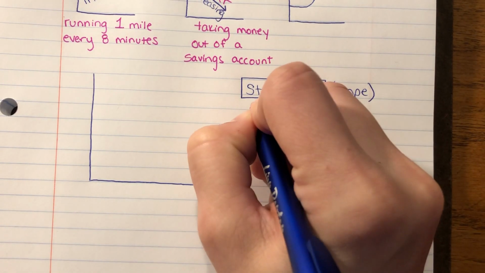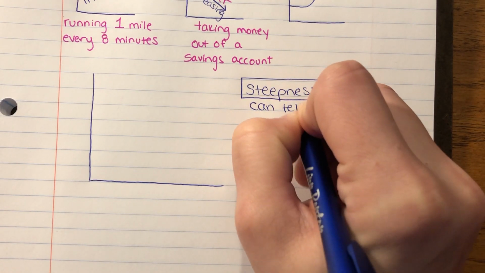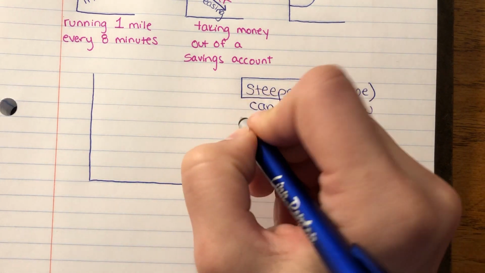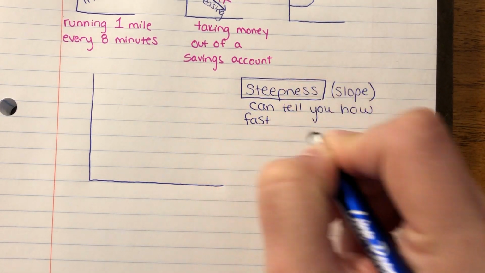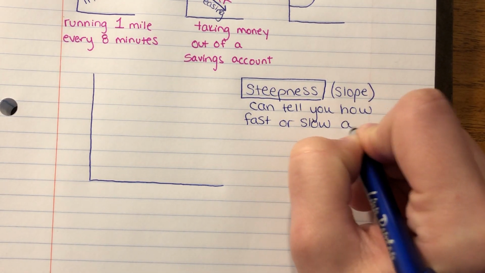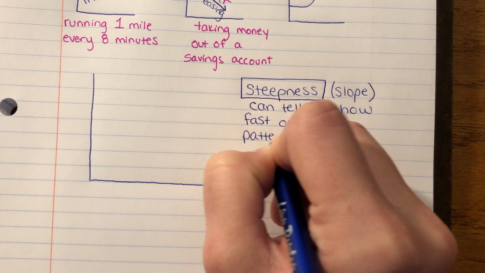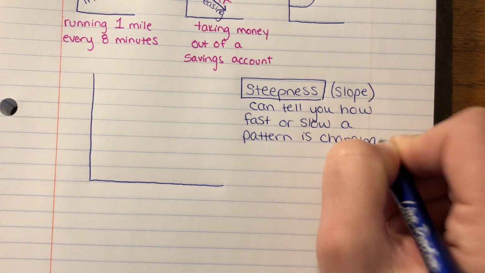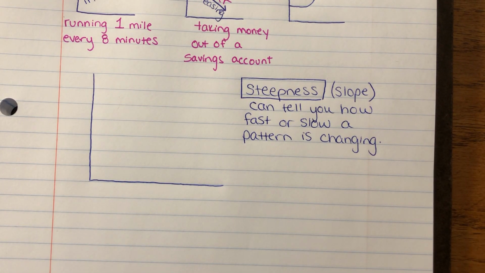So steepness can tell you how fast or how slow a pattern is changing. How fast or slow a pattern is changing. So let's use another money example because I think that's something that we all can relate to.